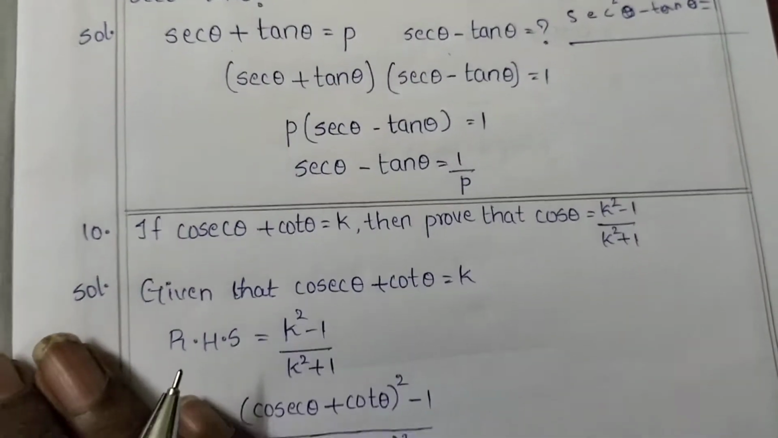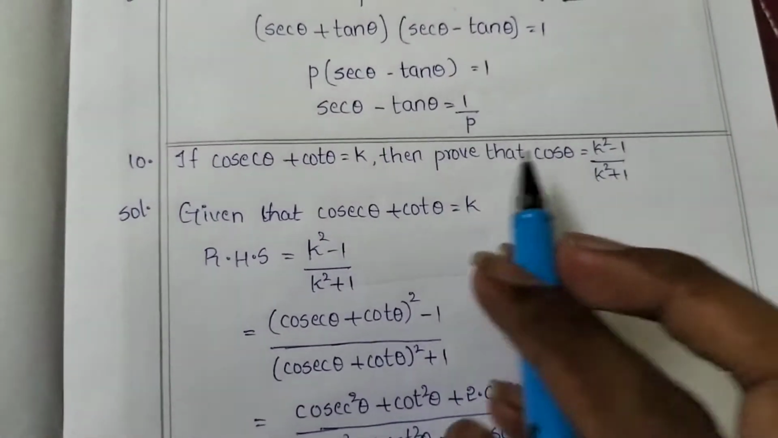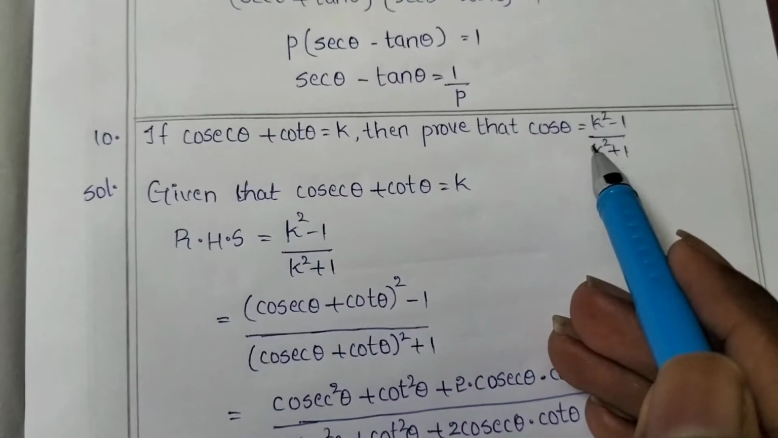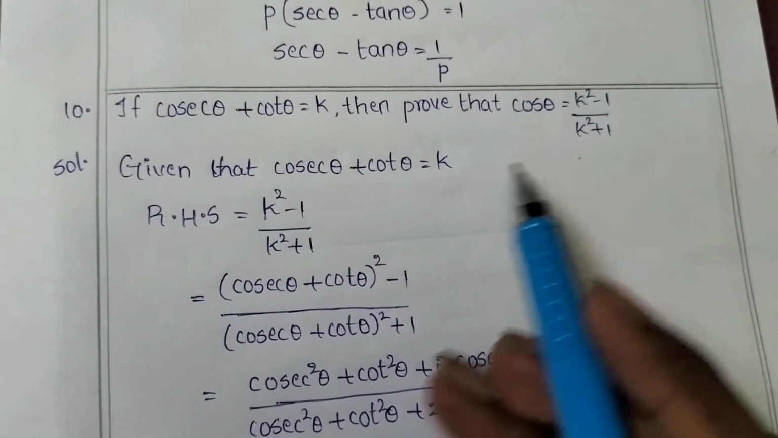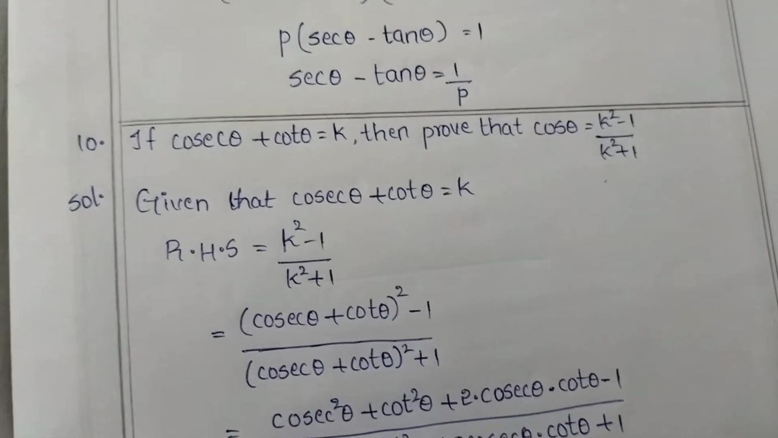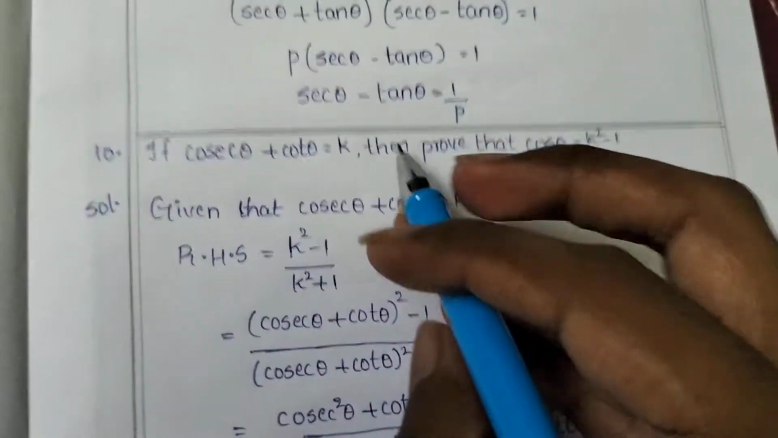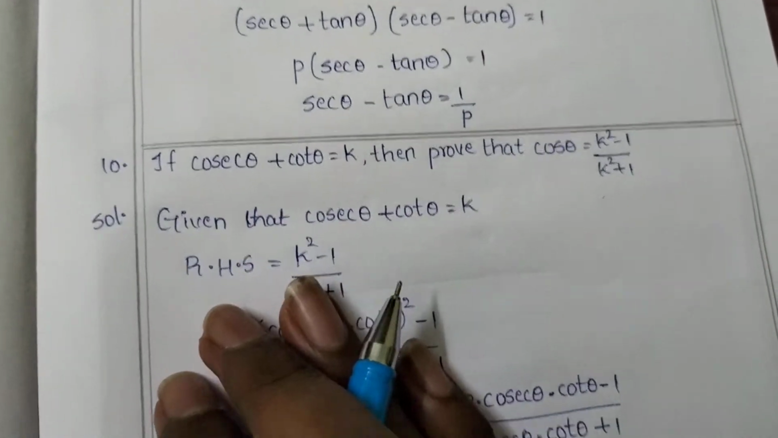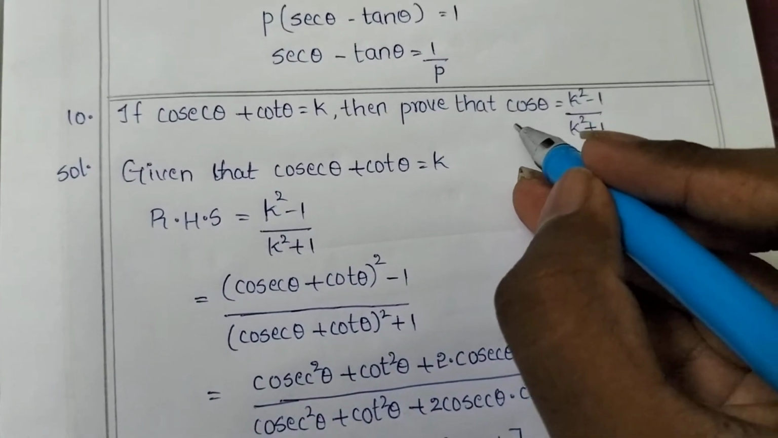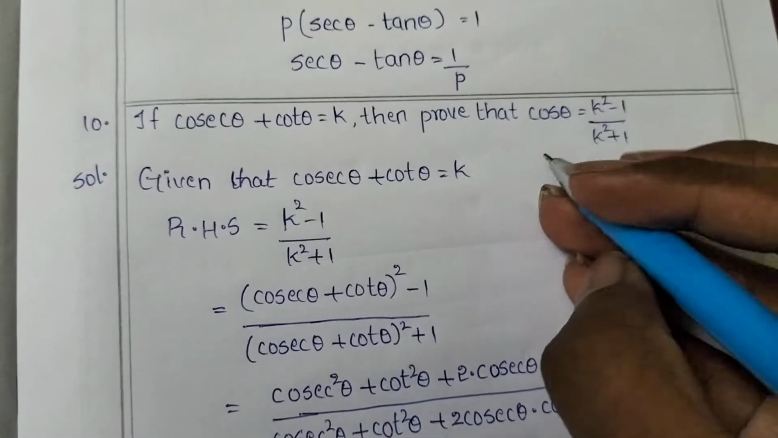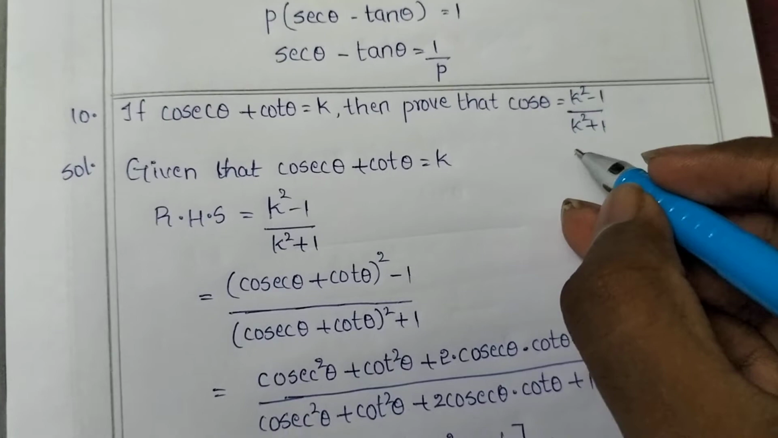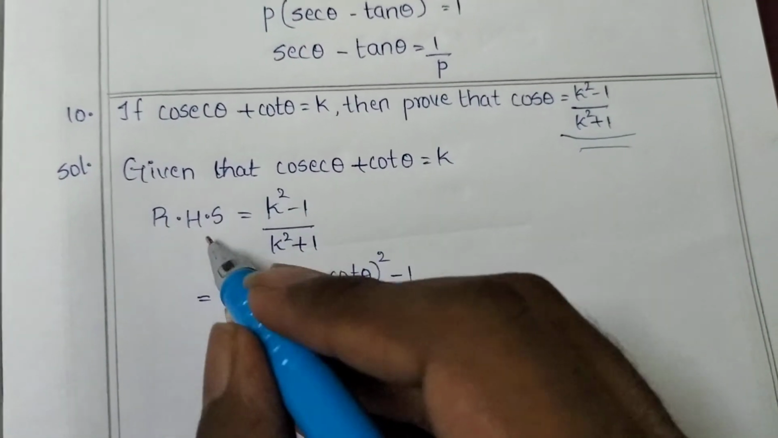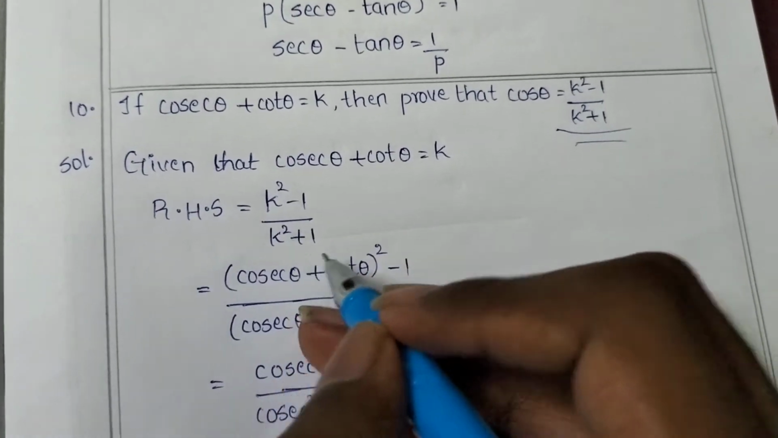Now 10th problem: if cosecant theta plus cot theta is equal to k, then prove that cos theta is equal to (k square minus 1) by (k square plus 1). Given one is cosecant theta plus cot theta is equal to k. Actually we would prove from the LHS side, but here let us prove from the RHS side. So RHS: (k square minus 1) by (k square plus 1).